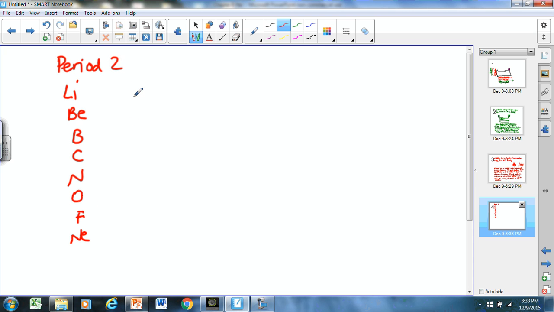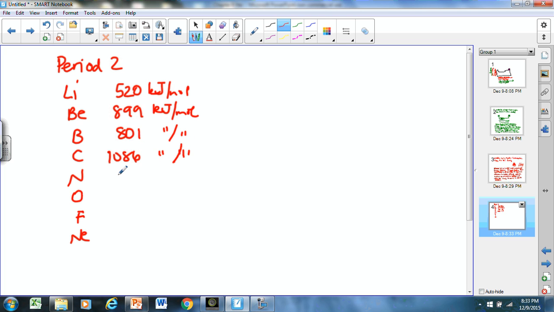Now I went to the second page of your purple sheet, and here is the ionization energy. 520 kilojoules per mole, 899 kilojoules per mole, 801. I'm just getting these kilojoules per mole. This is 1086 kilojoules per mole. This is 1400 kilojoules per mole. This is 1314, I think, kilojoules per mole.